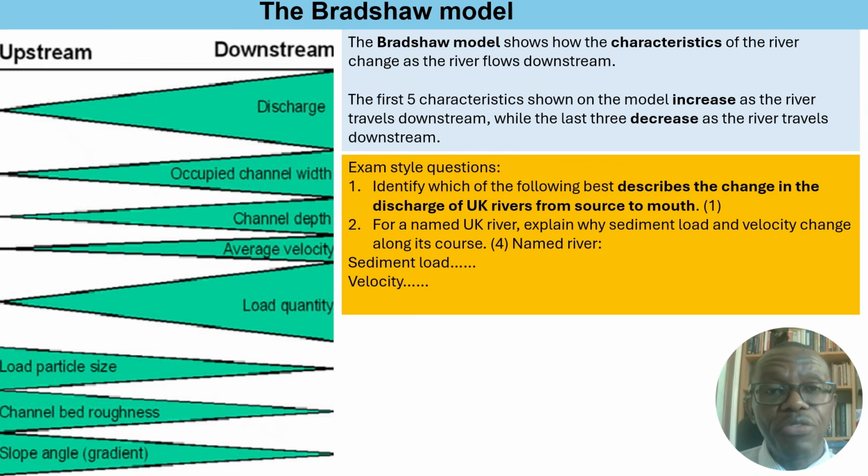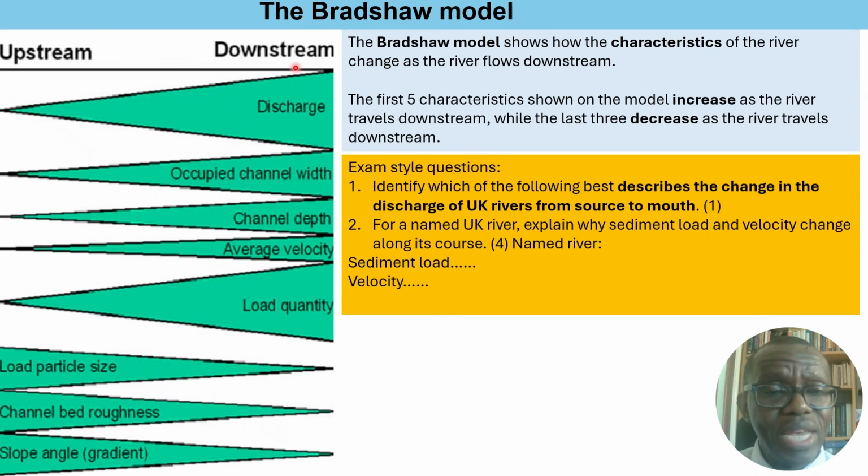The next thing that is very important for us to talk about is the Bradshaw model. Now, the Bradshaw model shows us how the river's characteristics change as it flows from the upstream to the downstream. Now, looking at this diagram here, we can see that the first 5 characteristics increase as the river travels downstream, while the last 3 decrease as the river flows downstream. Now, we are going to talk about a couple of them and then move on to the next slide.